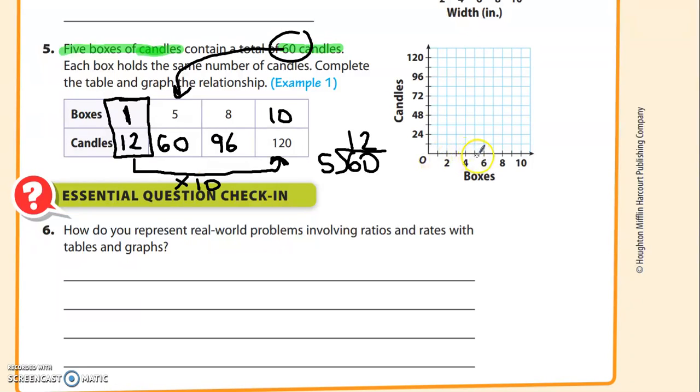So the first one's going to be over 5 up 60, and that's going to be right here. Sometimes they make these graphs really hard to read. Over 8 up 96, and over 10 up 120. And as we've had up to now, all straight lines. Okay, we are going to go ahead and skip number 6 and move on to the independent practice.